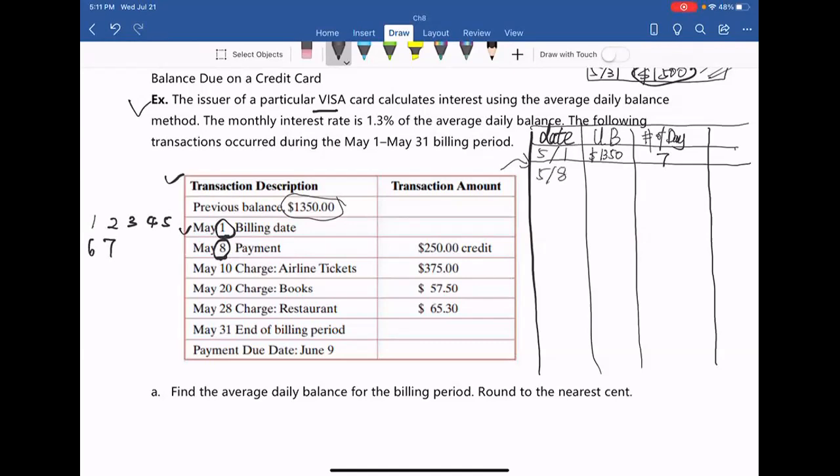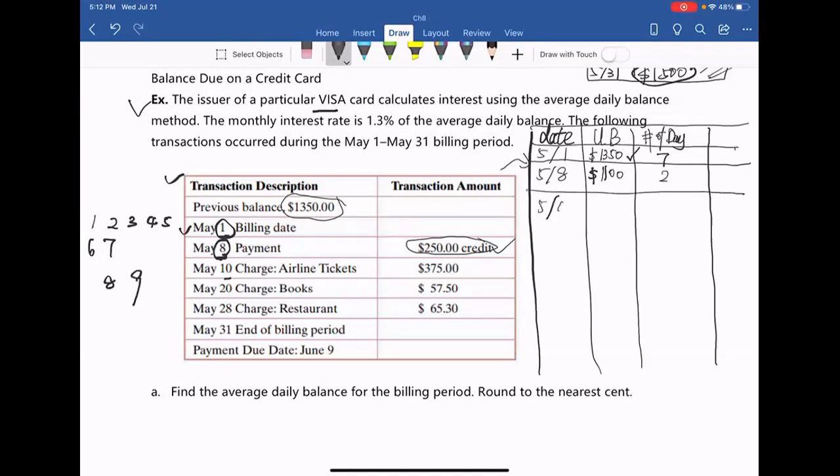And then May 8th, make a payment. So the unpaid balance decreased. So use this amount, subtract this amount, which is 1100. How many days does this unpaid balance keep? So from 8 until May 10th. So May 8th, May 9th, that's 2 days.